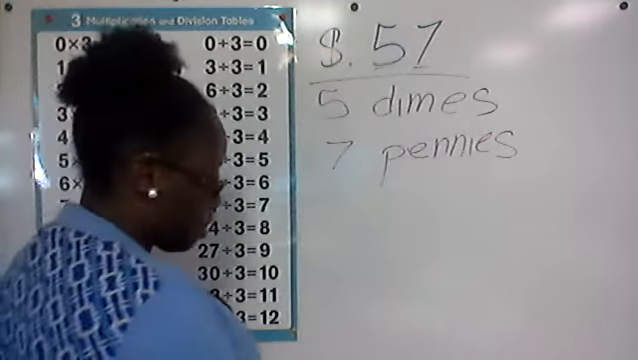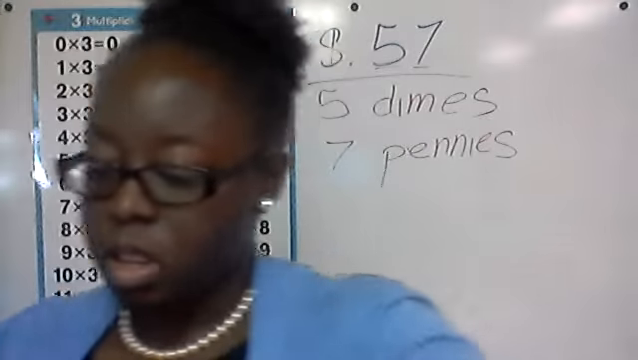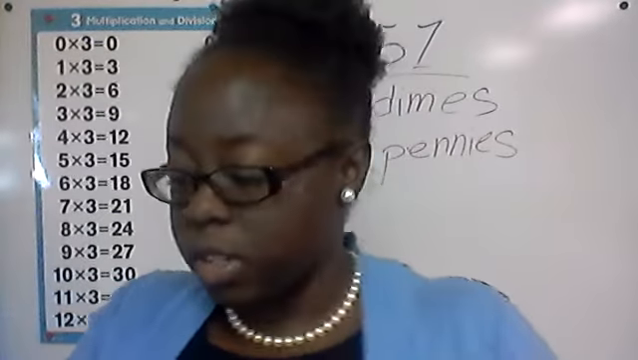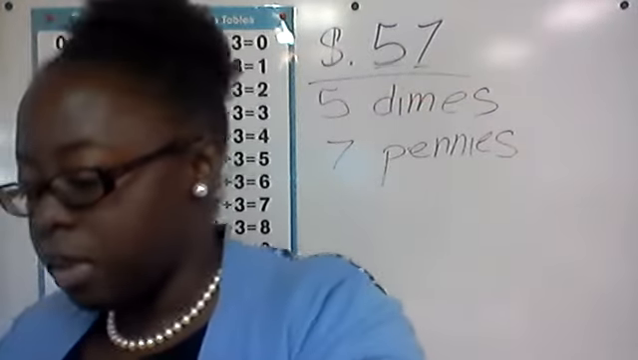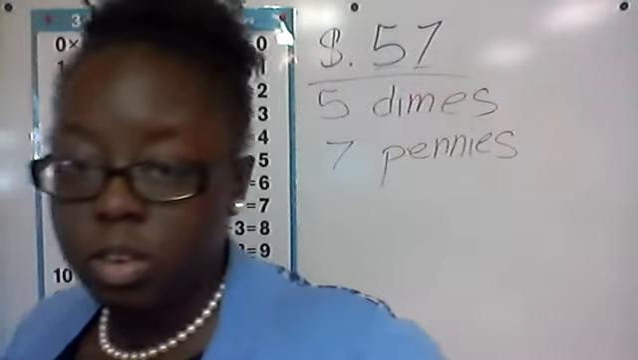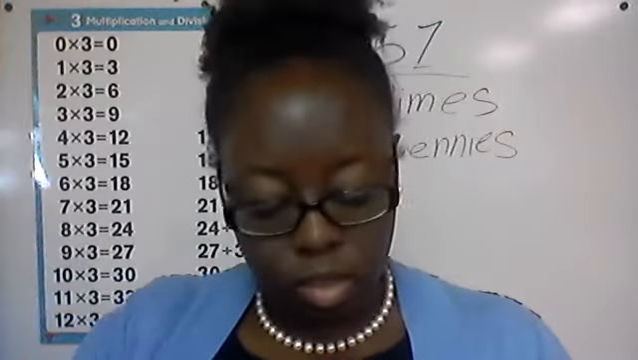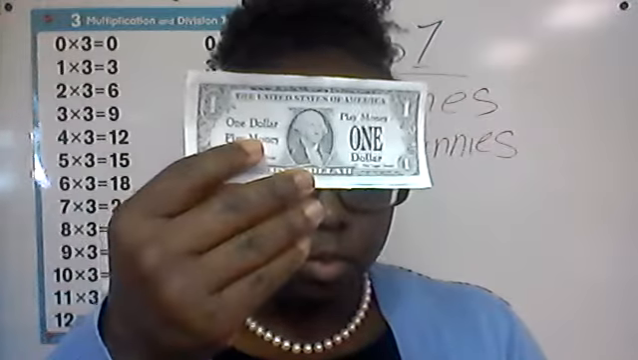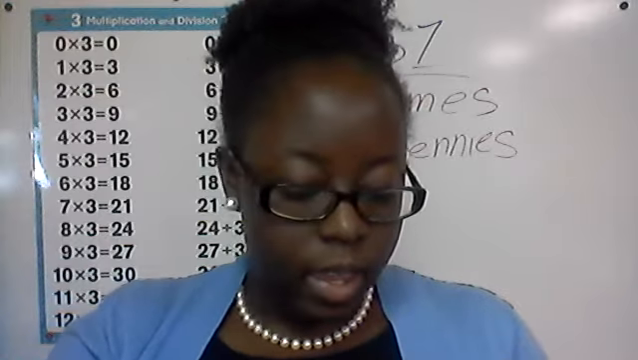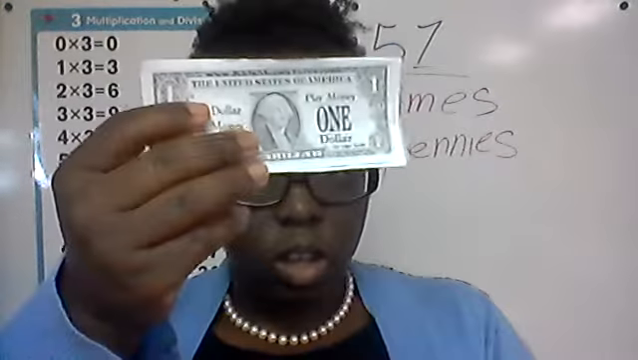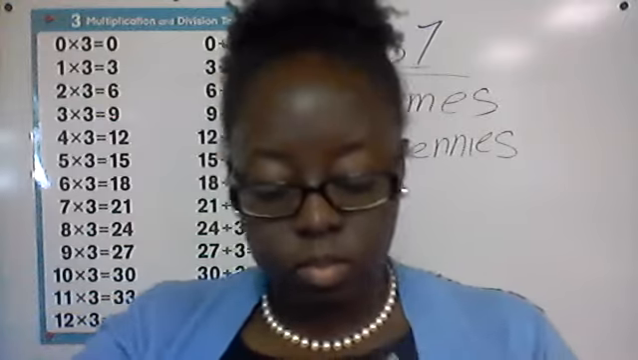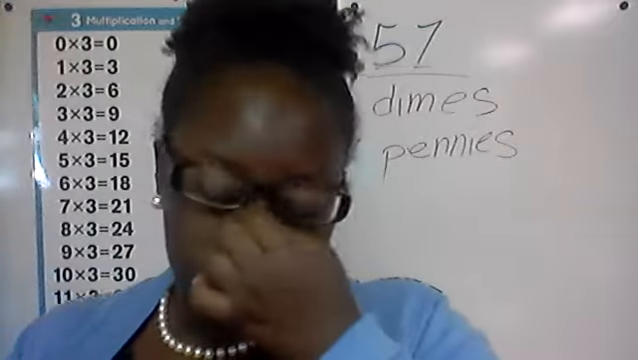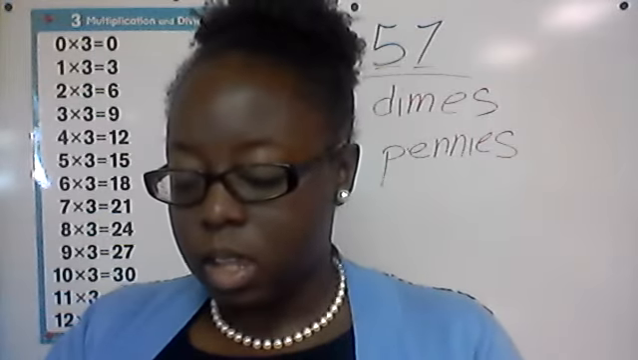So let's go ahead and see if we can count out $2.34. Okay, so let me grab my bills. Once again, 34 cents using only dimes and pennies. So here's $1 and another dollar. So it's $2. And now I need to count out my change. So 34 cents. Let's see if I can count out.